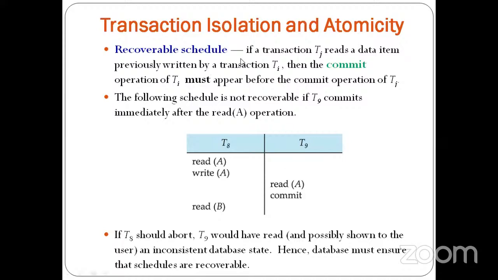If a transaction Tj reads data previously written by Ti, then the commit operation of Ti must appear before the commit operation of Tj. The following schedule is not recoverable if T9 commits immediately after the read A operation. Read A, write A, read A, commit, read B.